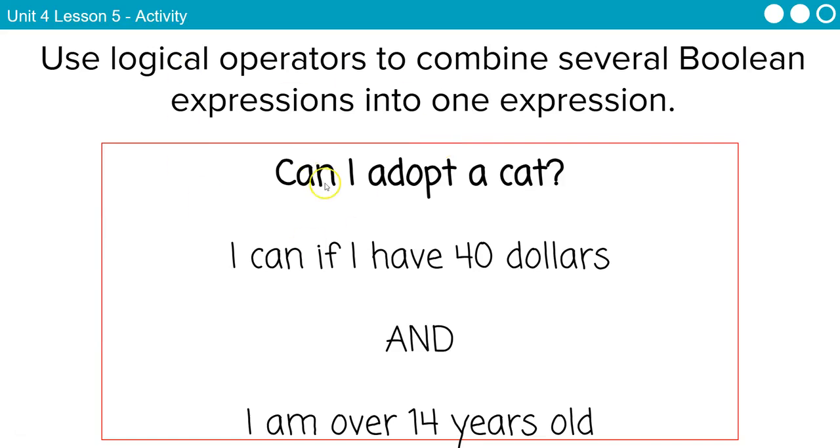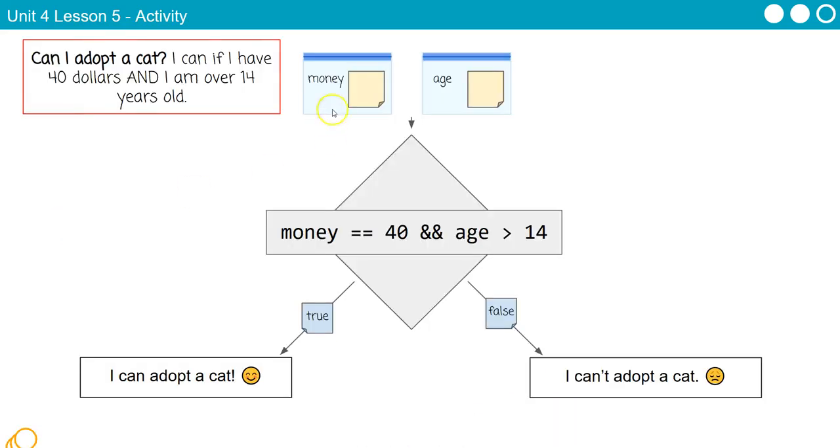So kind of getting back to this question, can I adopt a cat? I can if I have $40 and I am over 14 years of age. We're going to rewrite this into a simpler flow chart where we have our two variables, money and age. But unlike last time where we had an initial decision to a second decision, we're just going to write it as one decision using the AND logical operator. So this is saying if money is equal to 40 and age is greater than 14. So for this example, we're going to say that they're 15 years old and they have $40.